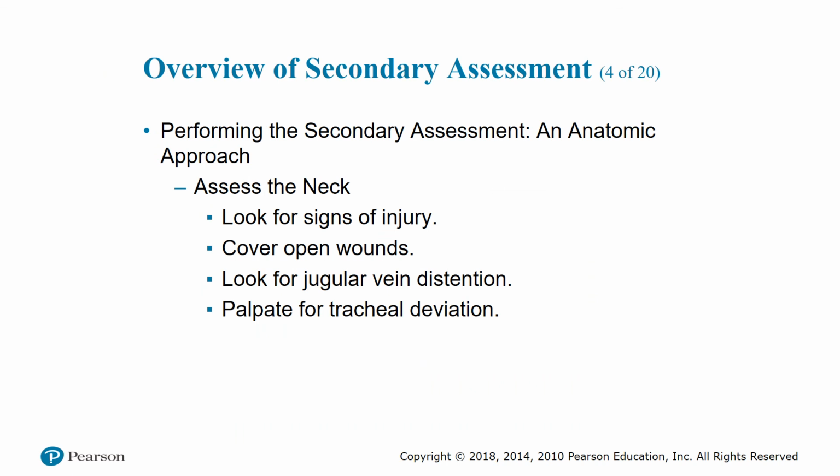From here, we're going to assess the neck. We're going to look for signs of injury. We're going to cover any open wounds. Look for jugular vein distension. I imagine, again, if you've got it in the setting of trauma, that's possibly some type of obstructive problem, such as a pneumothorax, or you wouldn't have it with a hemothorax, you'd have it with a pneumothorax, or, as again, that compression injury. Of course, in the true traumatic asphyxia, they'll be really distended, and as I said, your patient's prognosis is probably pretty bad. Palpate for tracheal deviation.